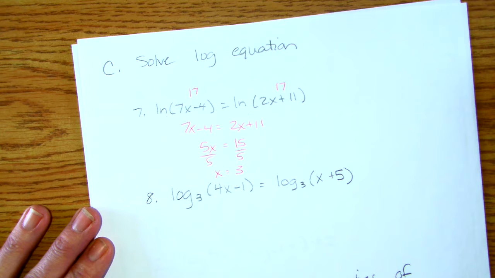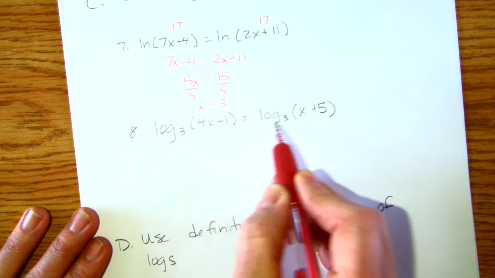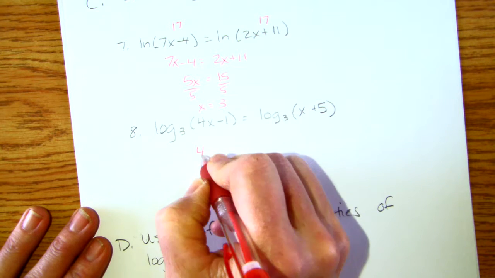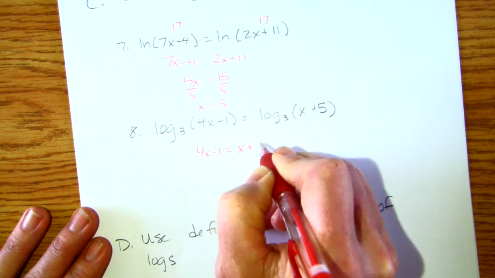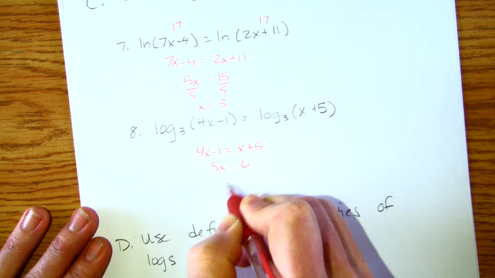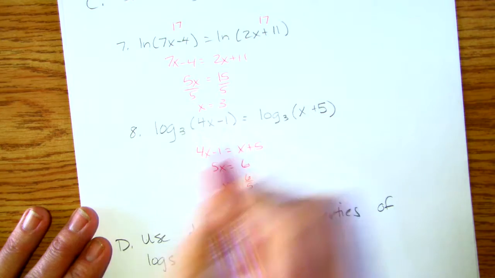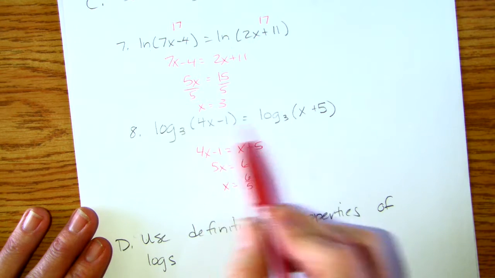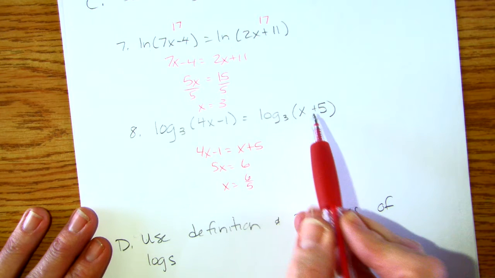That checks. Again, same base, so 4x minus 1 just equals x plus 5. 5x equals 6. x equals 6 over 5. A little harder to check, but if you have the same base, you can just equate the logs, just like when you had the same base, you could equate the exponents.